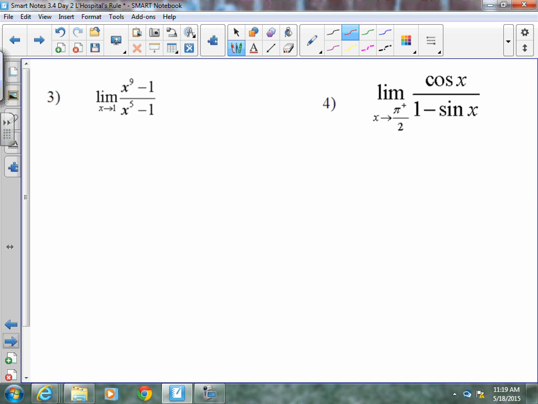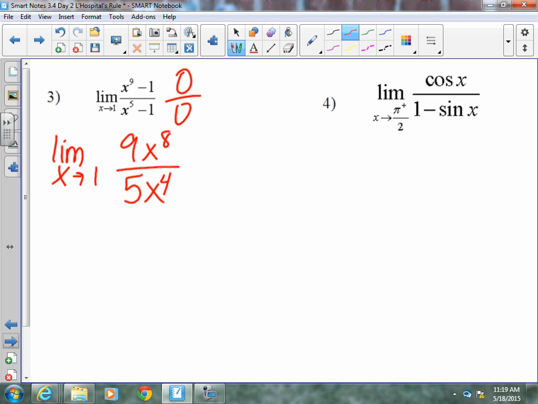Number 3, if I plug a 1 in, I get 0 over 0. So instead, I'm going to plug that 1 into 9x to the 8th over 5x to the 4th, which is going to give us 9/5 as our limit.